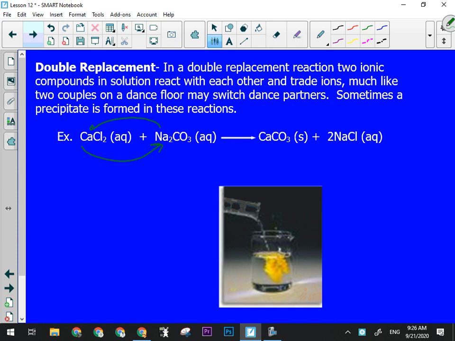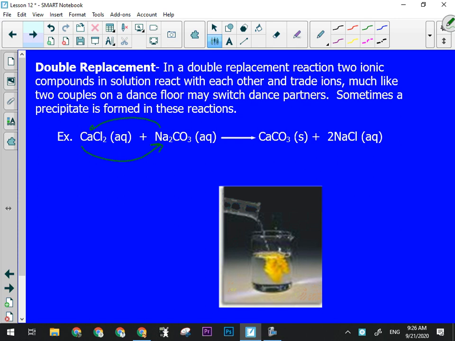What did this reaction produce? Aqueous means dissolved in solution. So I started out with two clear solutions. What did I produce? A precipitate. Yeah. Calcium carbonate is not soluble. It's chalk. Not soluble in water.